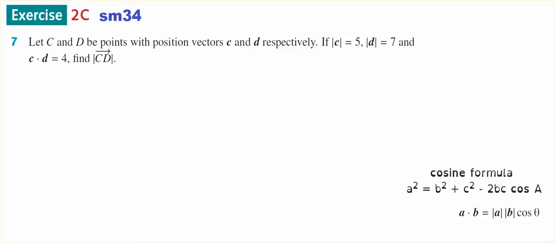This is for Year 12 Specialist. It comes out of 2C question number 7. Let C and D be points with position vectors C and D.